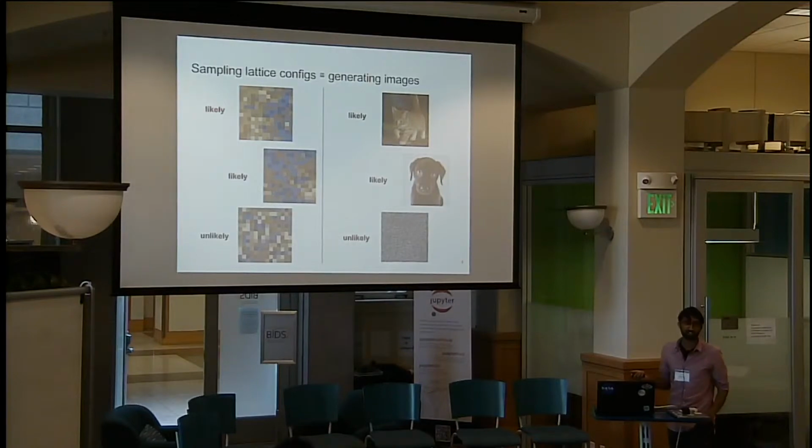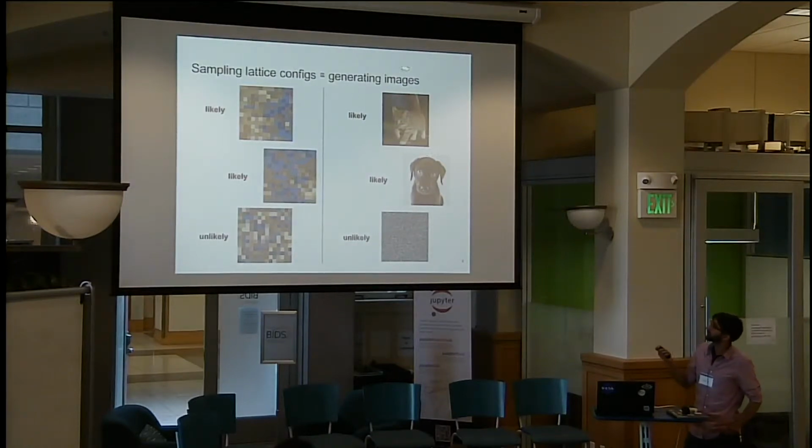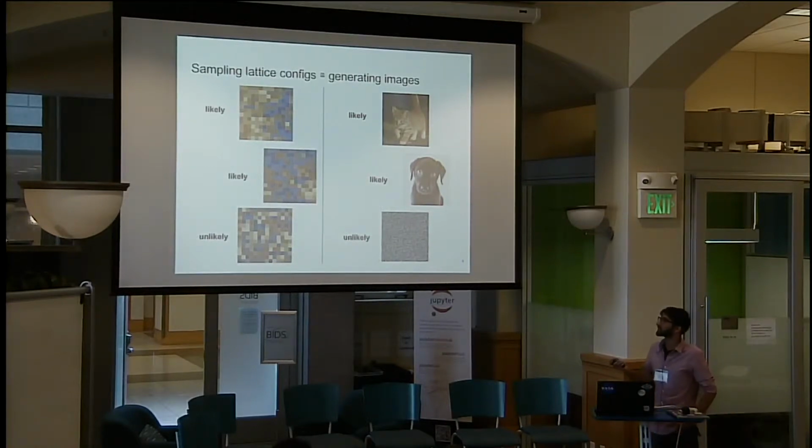So on the image generation side, let's say I wanted to draw images that looked like cats and dogs. Well, I would want it to be very likely that I pull out images that look like the top two on this right-hand side, and fairly unlikely to pull out this very noisy looking image at the bottom that's in fact totally uncorrelated pixel to pixel.